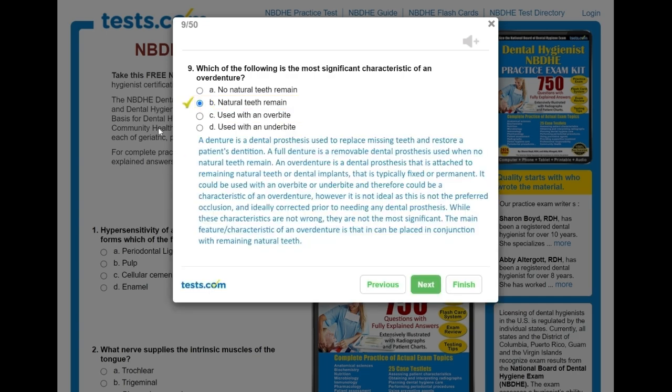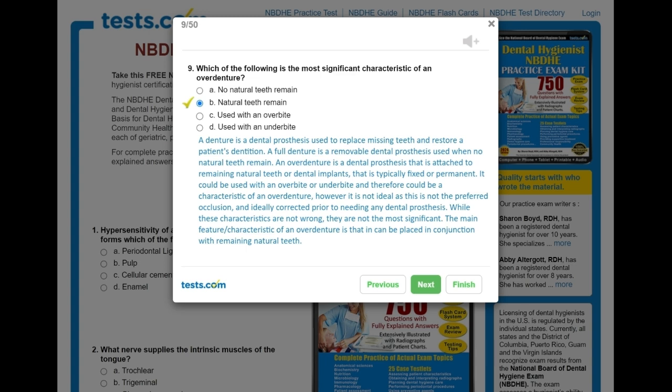B. Natural teeth remain. A denture is a dental prosthesis used to replace missing teeth and restore a patient's dentition. A full denture is a removable dental prosthesis used when no natural teeth remain. An overdenture is a dental prosthesis that is attached to remaining natural teeth or dental implants, that is typically fixed or permanent. It could be used with an overbite or underbite and therefore could be a characteristic of an overdenture.